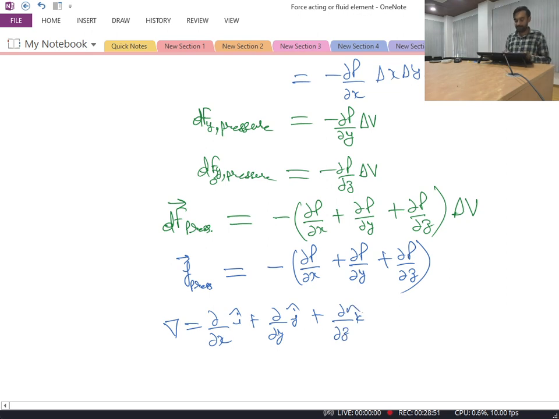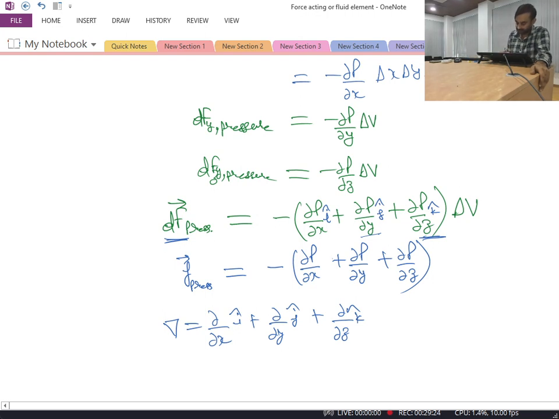Okay, so if I apply this operator over here, one more important thing: because this is a force, which is a vector quantity, here I must put i cap, j cap and k cap when I take its summation. Because del p by del x is the force in x direction, del p by del y is the force in y direction, and this is the force in z direction. So when I write this in vector form, the right hand side should also be in vector notation. That's why I have written the unit vectors over here.